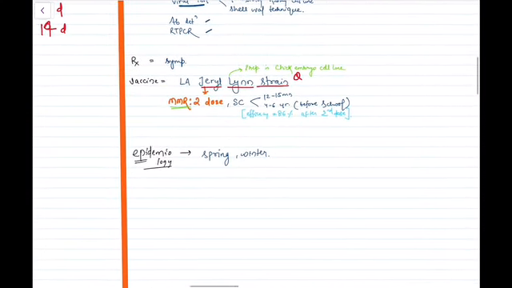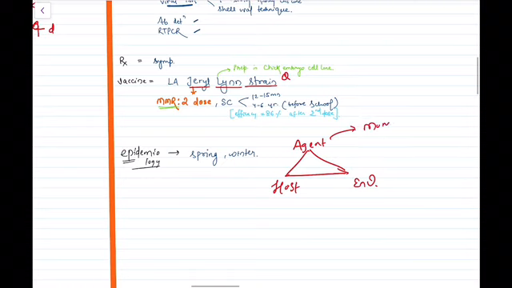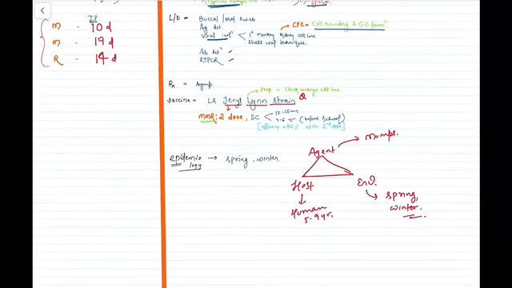And in the epidemiology we already discussed. Whenever we talk about epidemiology, we talk in terms of agent, host and environment. So we talked about the agent is the mumps virus, paramyxo. Host, we talked about the human, that is 5 to 9 years and all the clinical features. Then environment, it is mostly in spring and winter. So this is all about mumps.